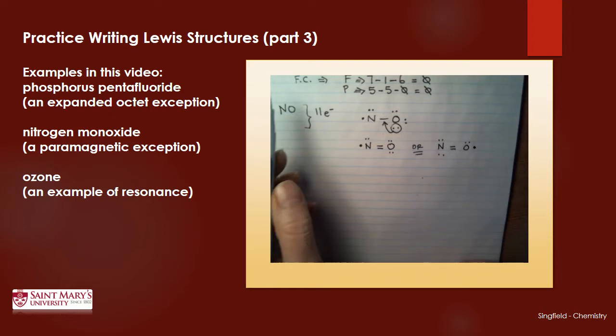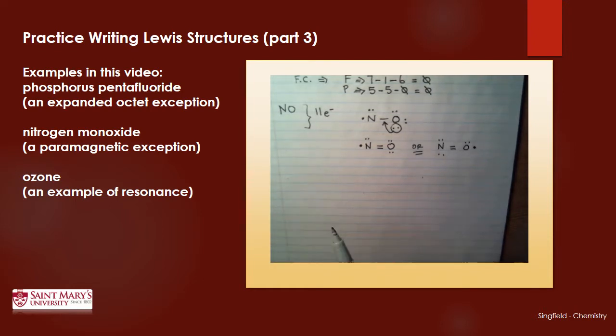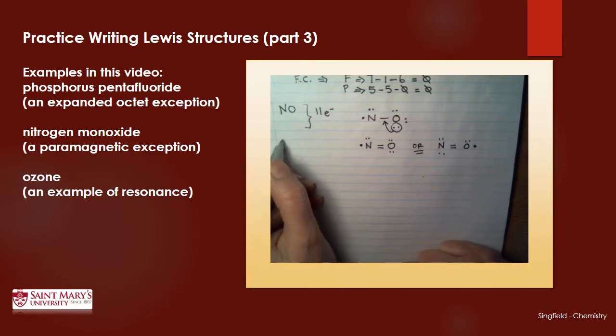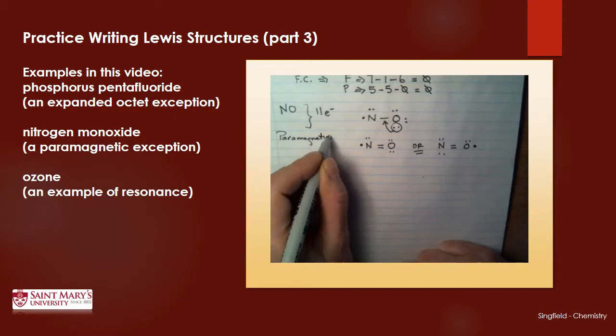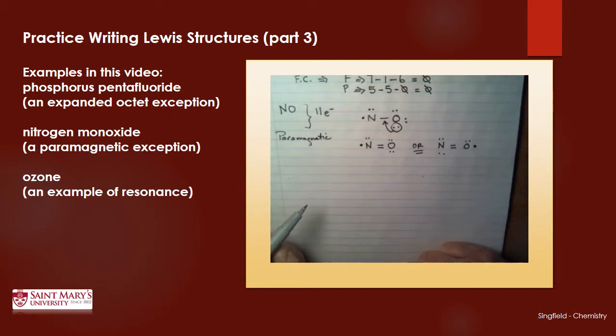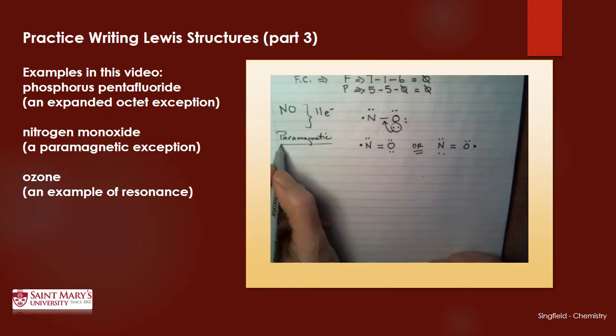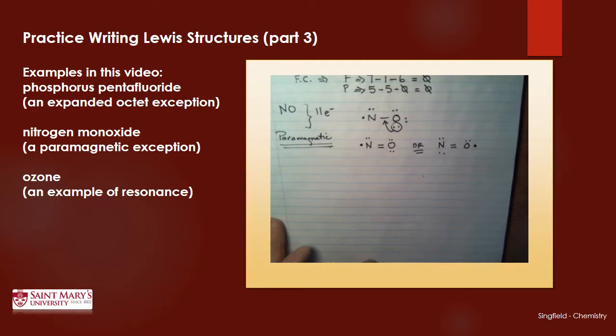So just as the one above was in the exception category called expanded octet, and the one before that electron deficient species, this is paramagnetic. Because of course I don't have all my electrons paired even in the molecule. So this is a paramagnetic species or an odd numbered total valence. I'll encounter that.